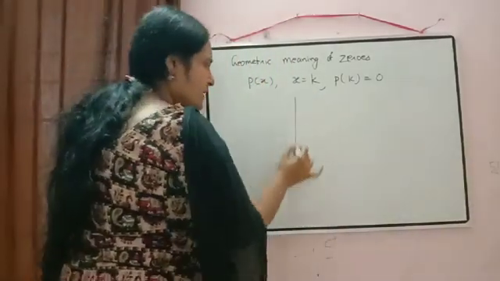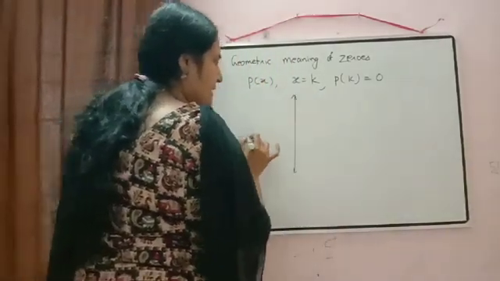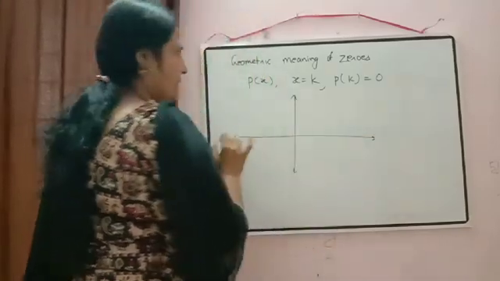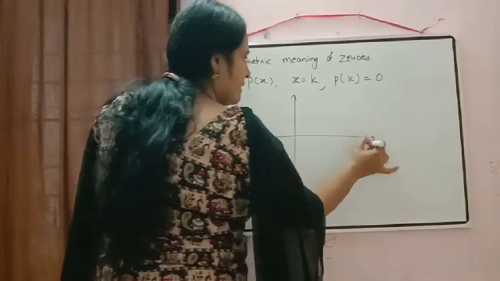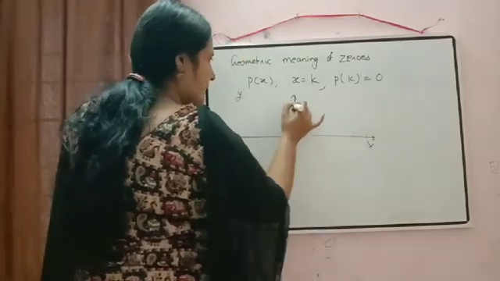Now we'll represent it graphically. If I am writing it graphically, what will come there? We'll take p of x as y there. The value of x we will take on the x-axis only.